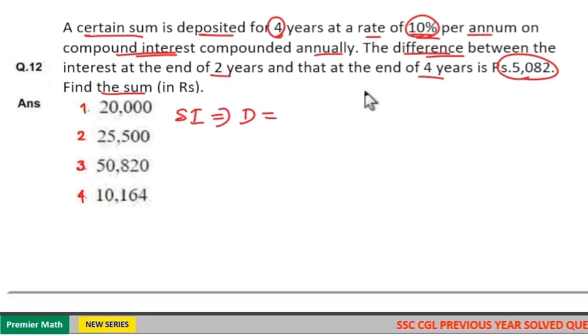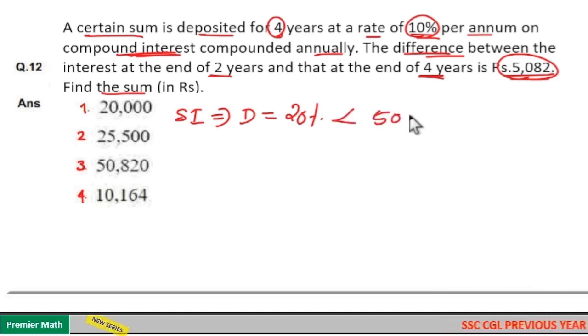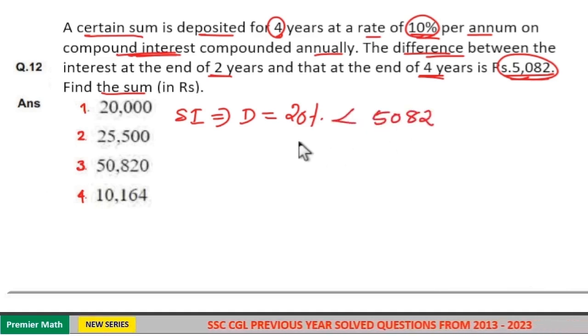That is for 1 year it is 10%. So 4 year it is 40%. For 2 year it is 20%. So 40 minus 20 is equal to 20%. This is simple interest difference. In question 5082 is the compound interest difference. Now this 20% should be less than 5082, which means your answer should be less than what you will get in the final.